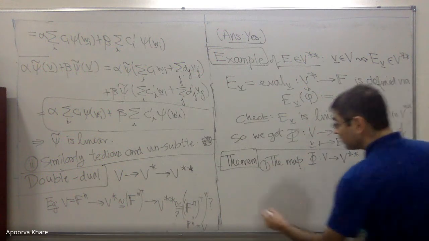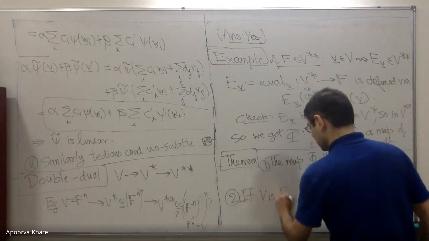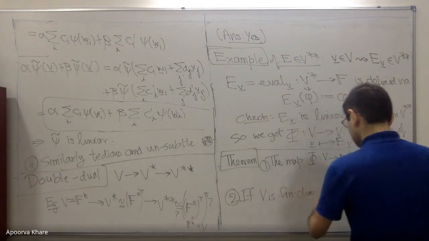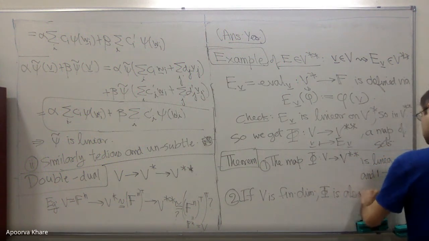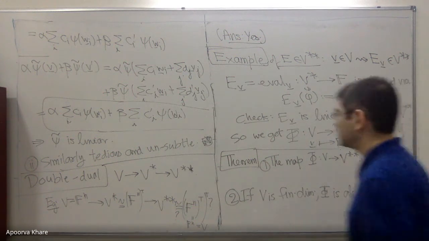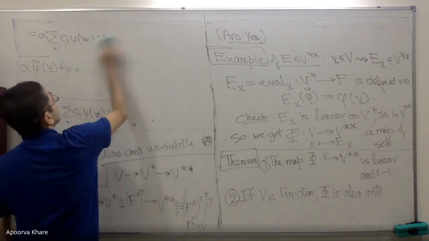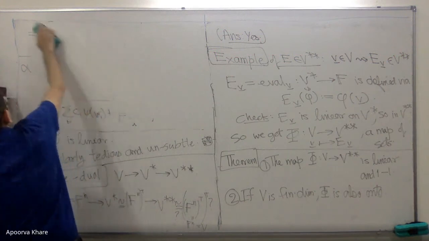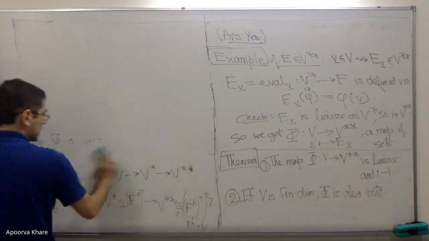And the second part is if V is finite dimensional, then the map is onto, and therefore an isomorphism, and phi is also onto. Okay? Let's check this. Again, I will probably not check that phi is linear. You can do that. I mean, that's obvious. E_v plus E_v prime is the same as E_(v plus v prime), because all the maps in the domain are linear.